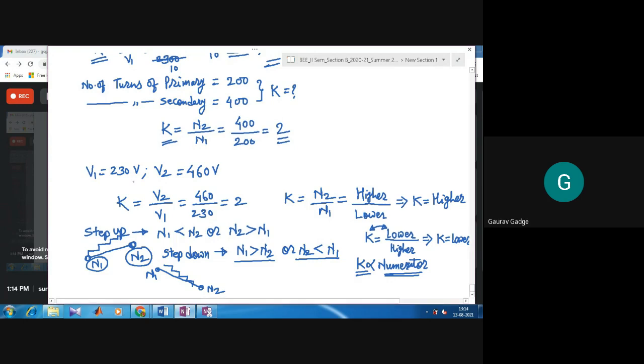Okay, so if I say K is higher, what does that mean? N2 greater than N1, it means K greater than 1. If N2 less than N1, then it implies K less than 1. Under which condition will K be equal to 1? When N2 is equal to N1, both are same, when V2 is equal to V1, N2 is equal to N1, what we can say? K is equal to 1.